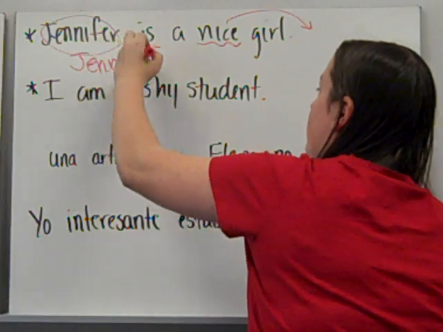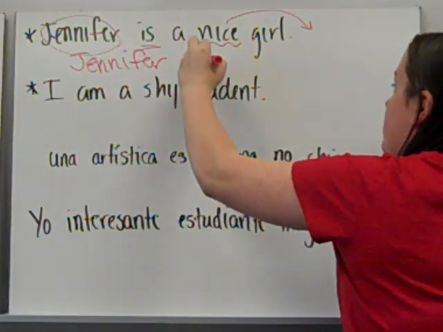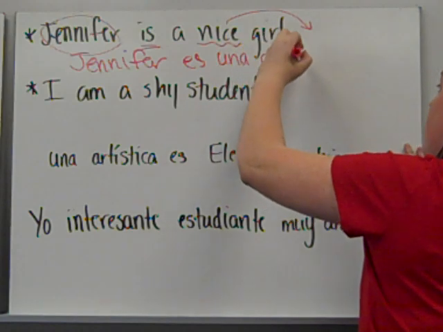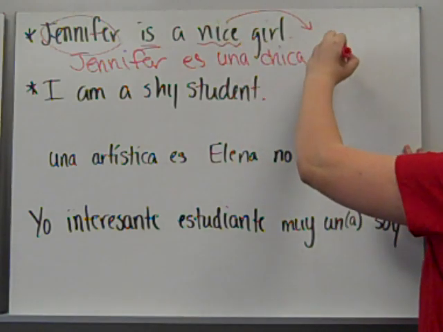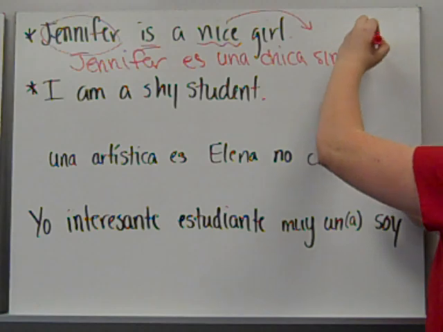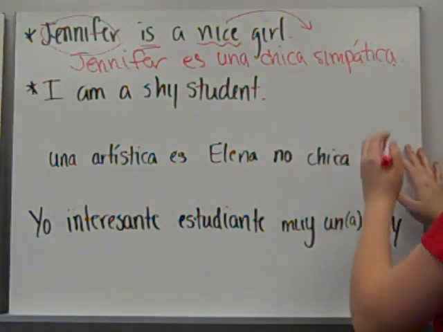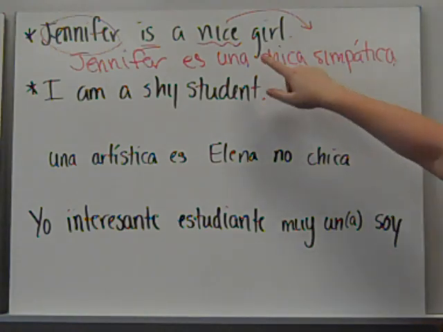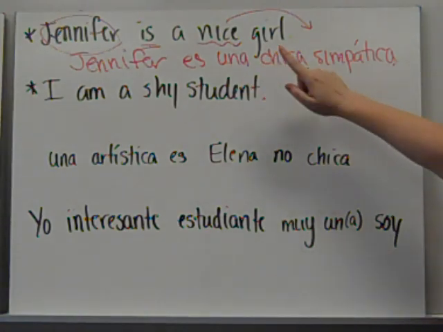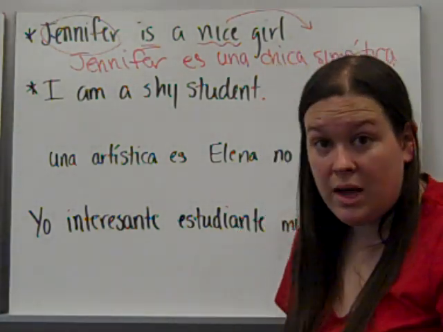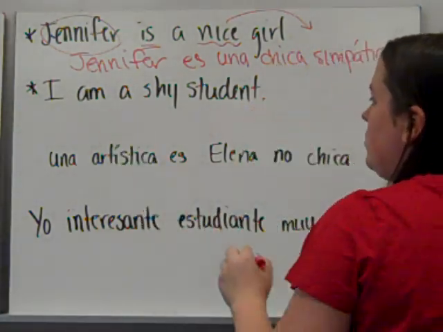Jennifer es a girl, una chica nice, simpática. And you'll see that una chica and simpática are all agreeing in gender and number, and it's not una simpática chica. Think in Spanish, okay? Follow the Spanish order.